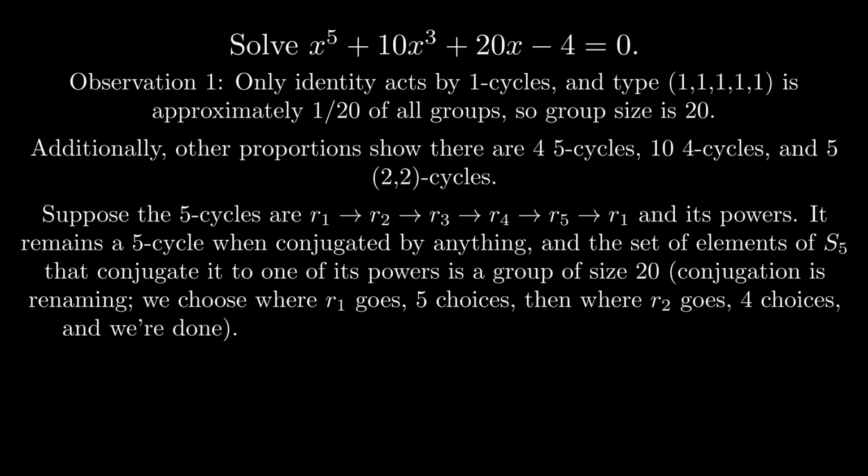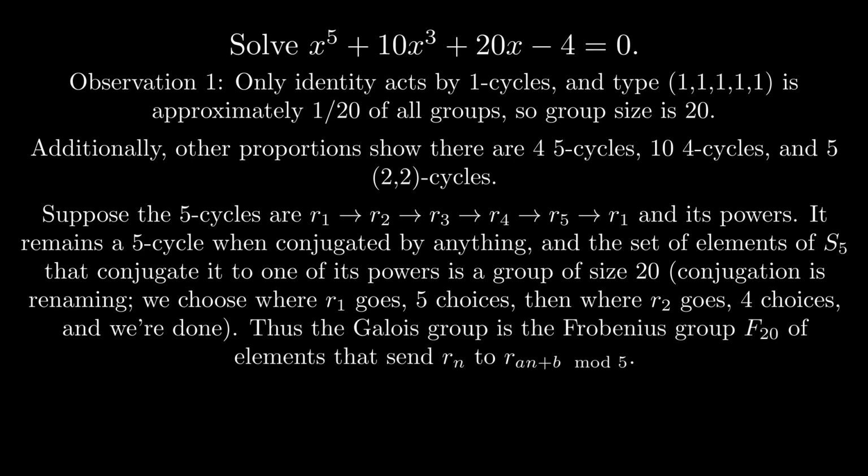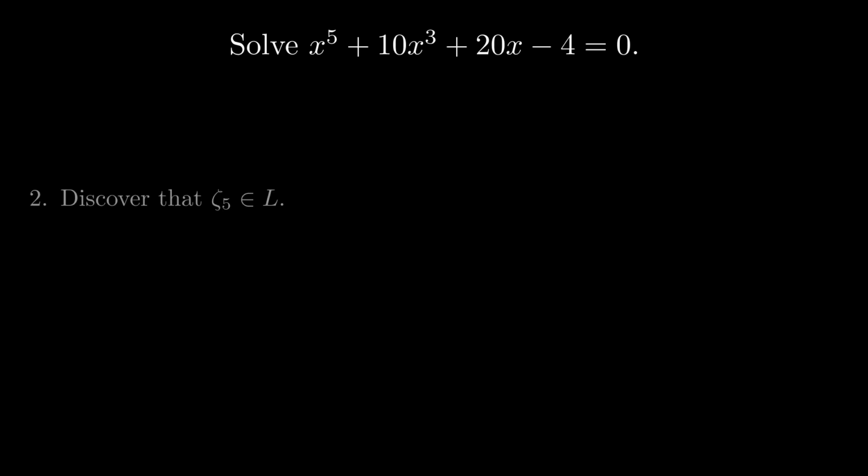Why 20? Because, as we just said, conjugation acts by relabeling. So we can choose where R1 goes, and then where R2 goes, and then we've determined the 5 cycle already, so there's no other choice involved. 5 choices for where R1 goes, and 4 for where R2 goes, gives 20. And hence the Galois group is composed of exactly these elements, and digging into the details, we determine that the elements act via linear transformations on the indices. By the way, this is called the Frobenius group of order 20, same name, but unrelated to the Frobenius group elements. The next step of our agenda is to prove that zeta 5 is already in the splitting field.